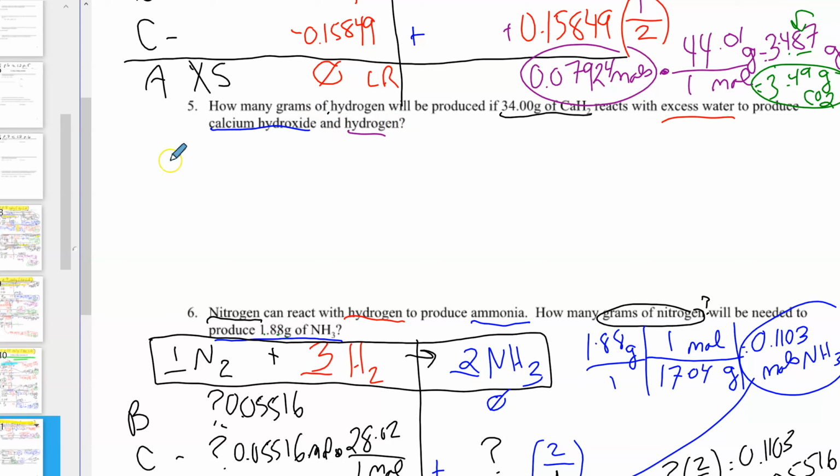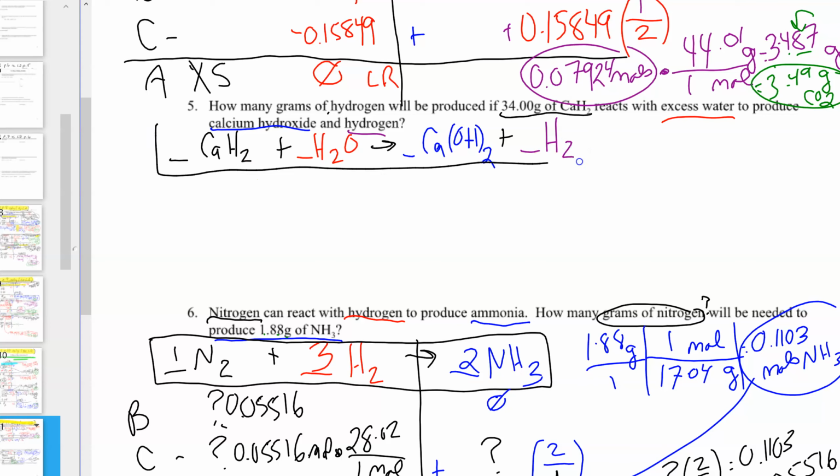So we're going to have some number of calcium hydride reacting with excess water, H2O, and that's going to produce calcium hydroxide, Ca(OH)2, plus hydrogen gas, plus H2. Remember, this is going to be our recipe, our balanced chemical equation that we'll pull all the mole ratios out of. Is it balanced?